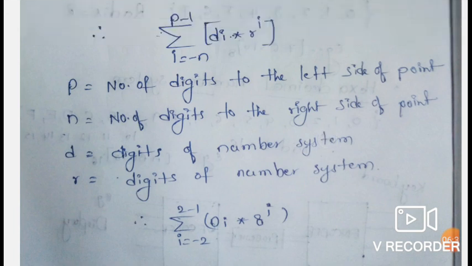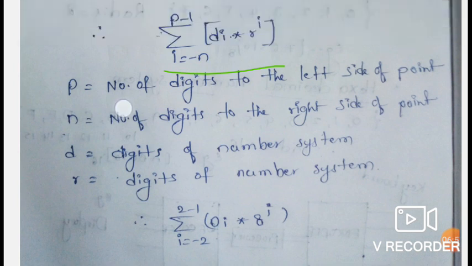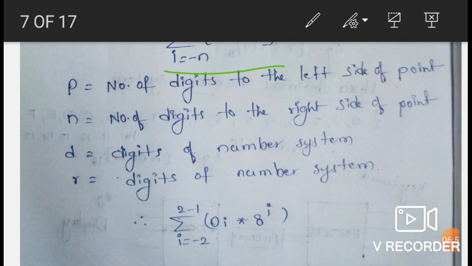And here is the generalized formula in order to convert any radix to the base 10. This is the generalized formula. In it, p is the number of digits to the left side of the point, n is the number of digits to the right side of the point, d is the number of digits, and r is the radix of the number system.